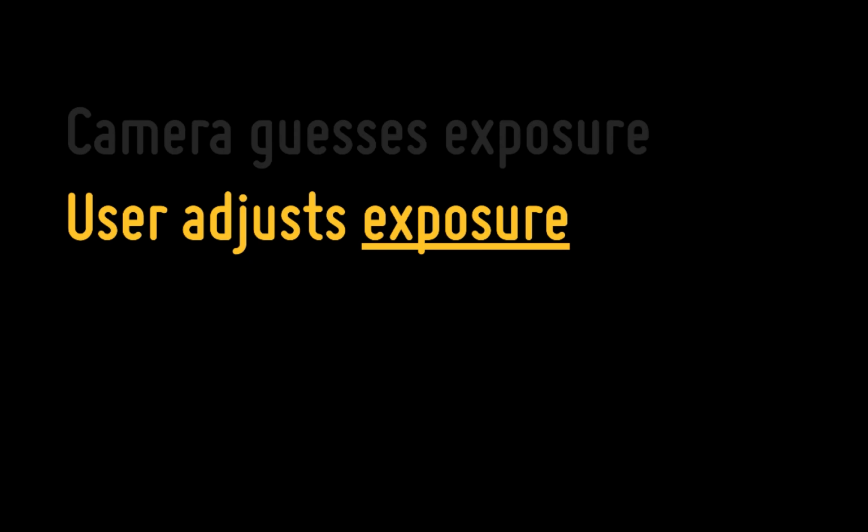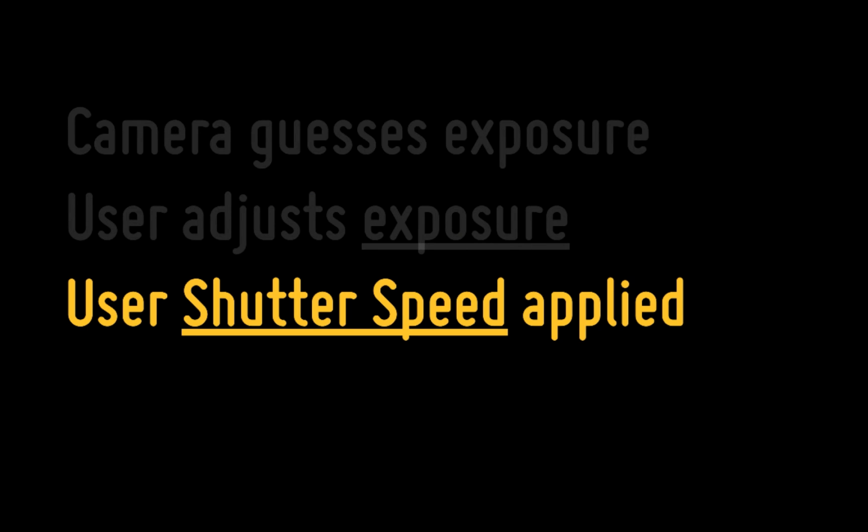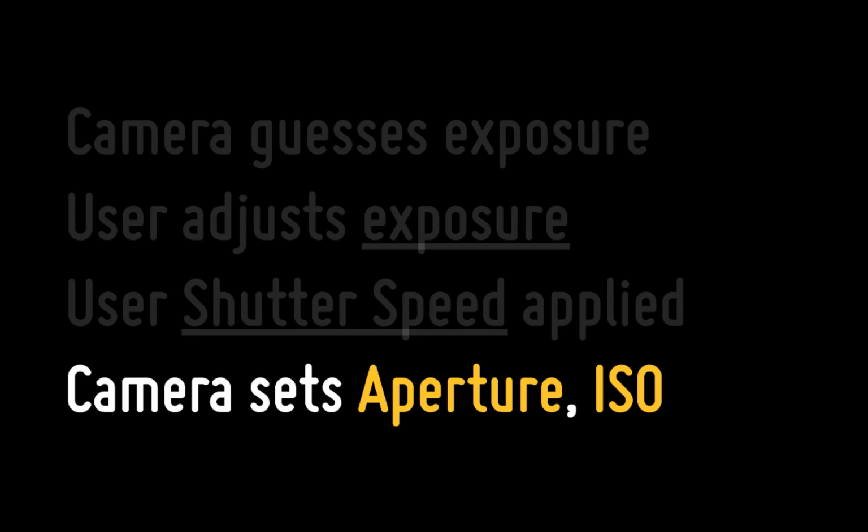The next mode is shutter priority. Very straightforward. The camera is going to guess the exposure. Instead of this time, the user can adjust the exposure again, and the user can also say, okay, I'm going to specify this one of the three parameters. And then the camera will set the remaining two. So it's kind of one level more of specification from the user and one level less from the camera.